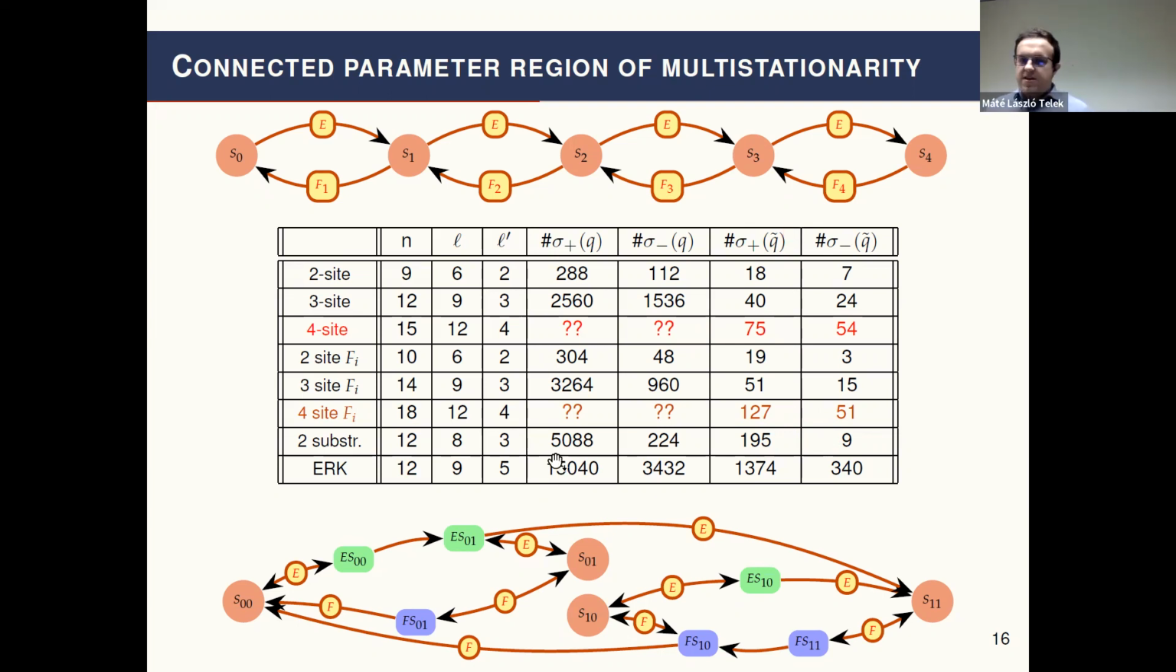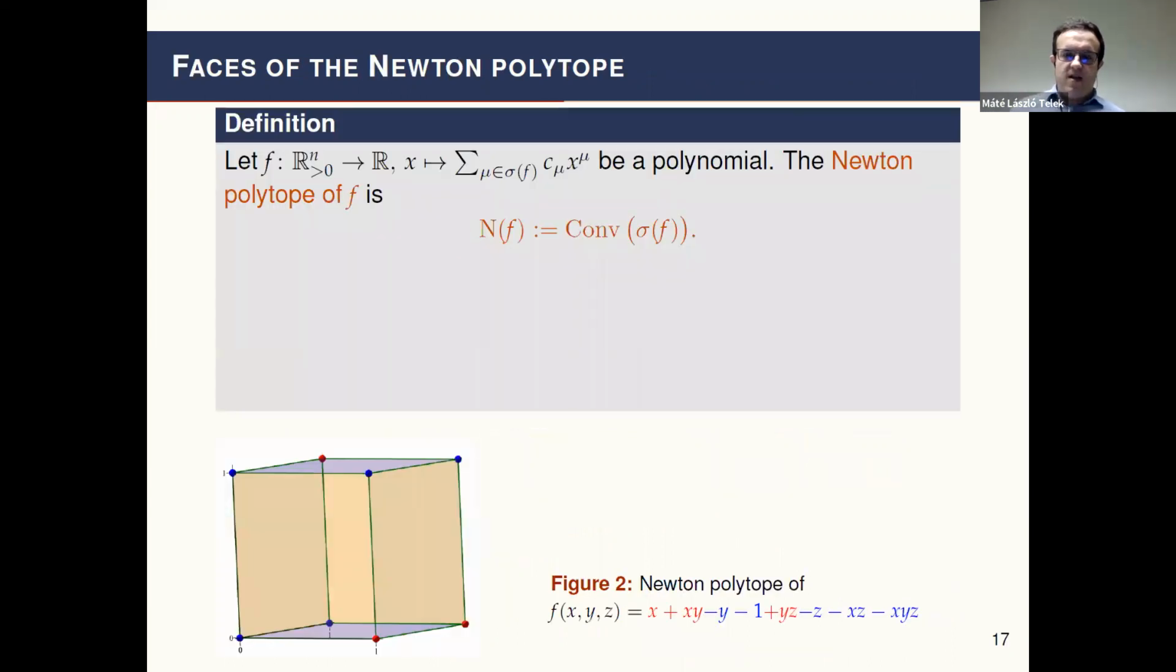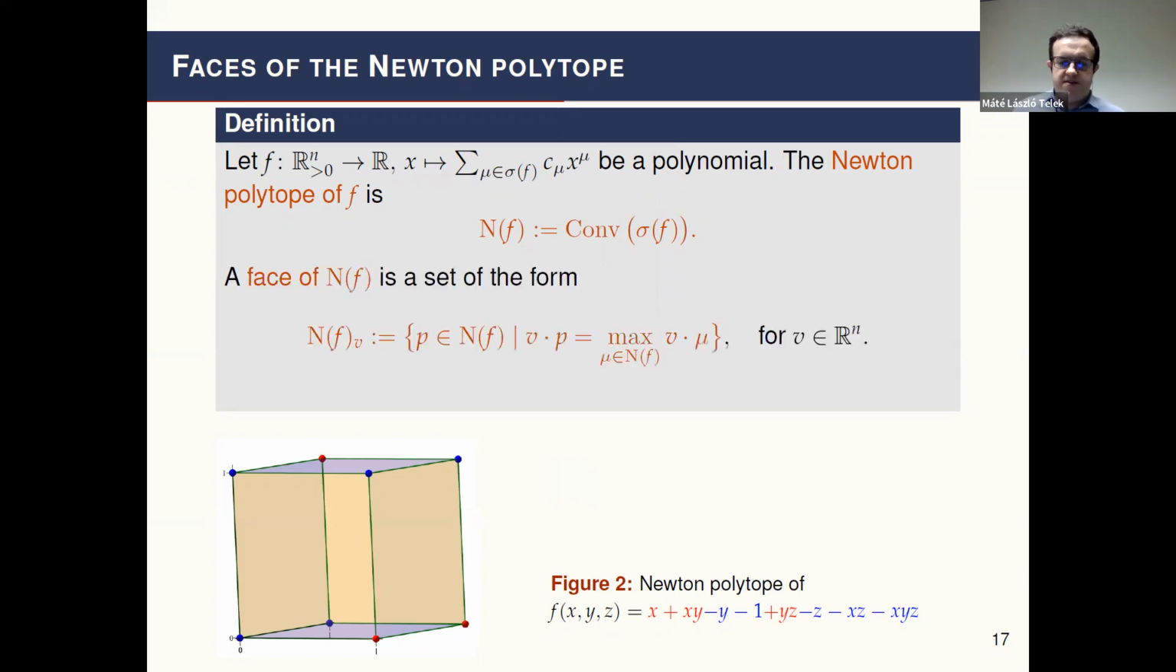So here we have to do something more, but for that we have to go back to the world of polynomials and polytopes. So let's consider a polynomial f, and I'm going to write N(f) for the Newton polytope of f, which is just the convex hull of the set of the exponent vectors of f. And the Newton polytope is a nice polytope. It's going to have a finite number of faces, and I'm going to denote the face corresponding to outer normal vector v by N_f(v).